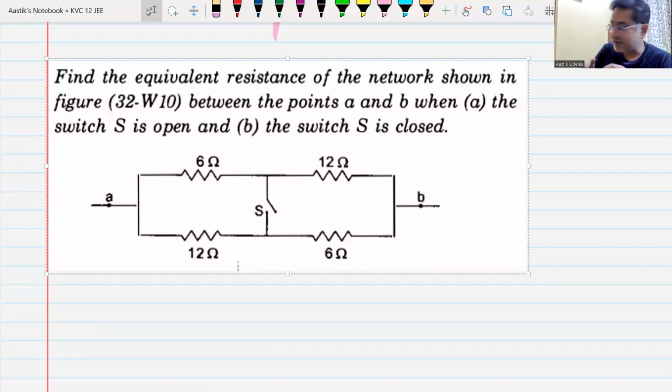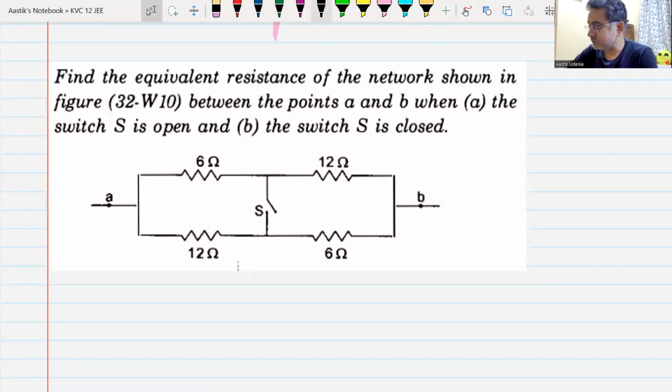This is question number 15 from the same page. You have to find the equivalent resistance of the network between points A and B. First case, switch is open. Second case, switch is closed. So that is the difference between the two cases. I'll give you 2 minutes to give me the answer in both the cases. So how are you supposed to do it?